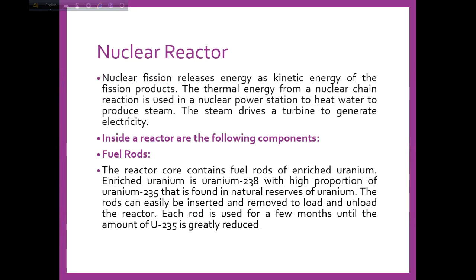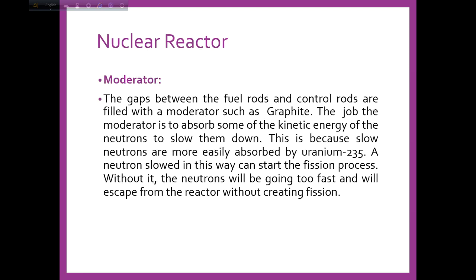Inside the fuel rod, the nuclear core contains fuel rods of enriched uranium, and this enriched uranium is uranium-238 with a very high proportion of uranium-235 that is found in the natural reserves of uranium. The rods can easily be inserted and removed to load and unload the reactor. Usually each rod is used for a few months until the amount of uranium-235 is greatly reduced.